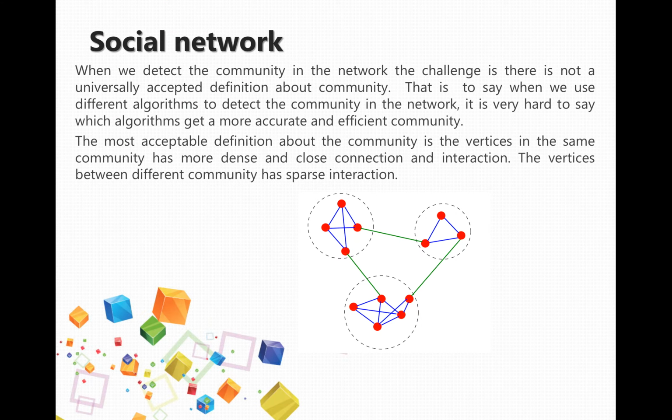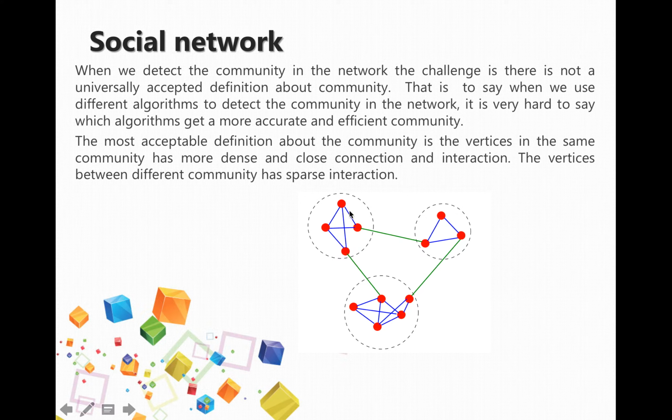And when we detect communities in the network, the biggest challenge is that there is not a universally accepted definition of the community. That is to say, when we use different algorithms to detect the communities in the network, it is very hard to see which algorithm gets a more accurate and efficient community. The most accepted definition of the community is that the vertices in the same community have a more dense and close connection and interaction. The vertices between different communities have sparse interaction.